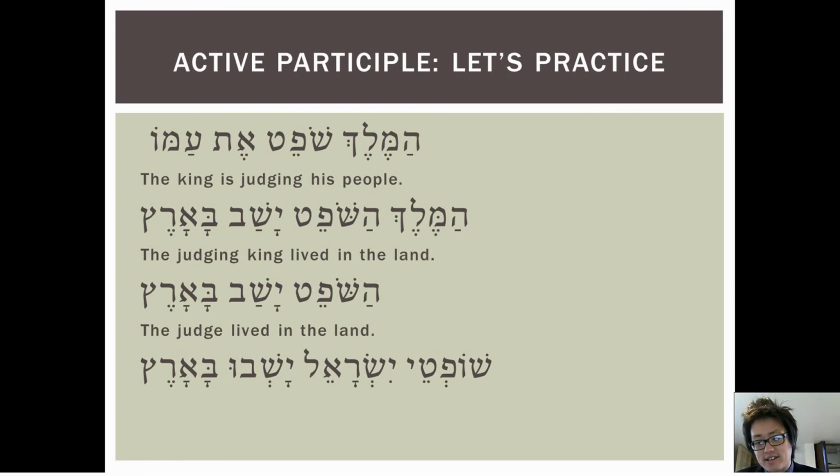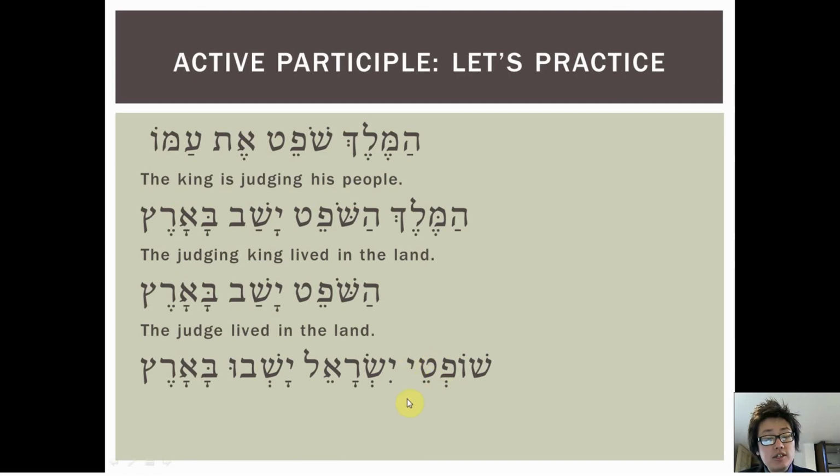Let's look at the last sentence. Shoftei Yisrael yashvu ba'aretz. Look at it for a moment and see if you can figure out what's going on here. Well, the participle is quite obvious, shoftei, right? From shafat, again, we're just continuing to work with that root. And we see the holam vav there between the sheen and the pei. And there's something else you might notice here, the tzerei yod.